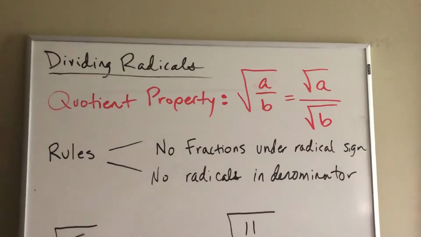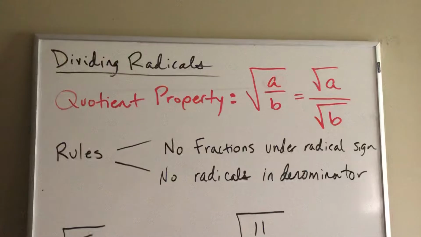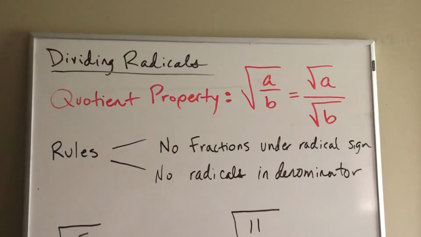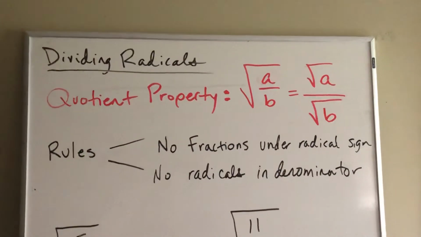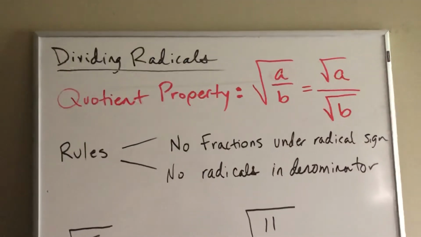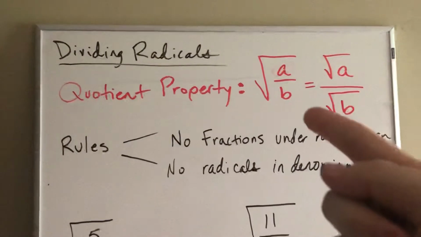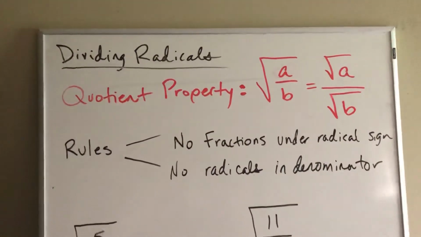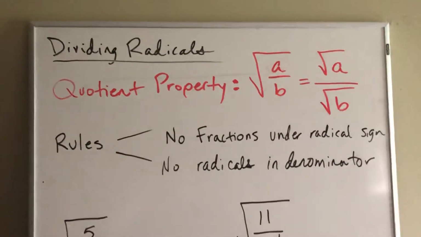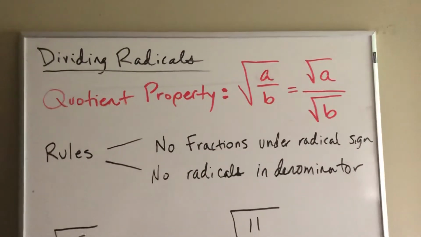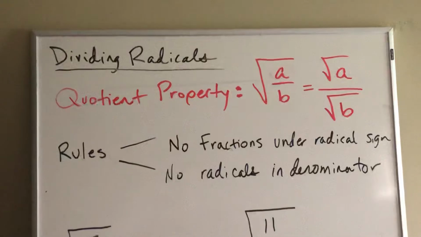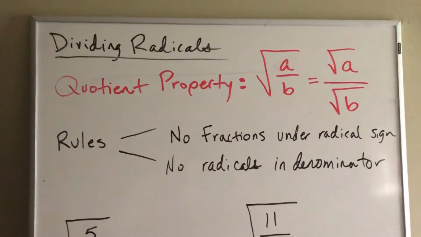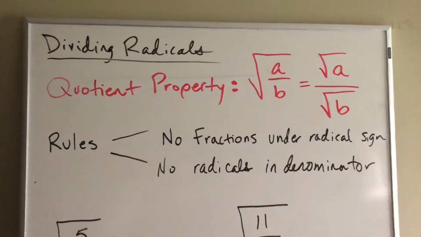So let's first look at the quotient property. Very similar to the product property, but now with division or with a fraction. When I have a fraction underneath a radical sign, so I'm looking at the square root of a over b, I'm allowed to break them into numerator and denominator, each with their own individual radical sign. So the square root of a over b becomes the square root of a over the square root of b.